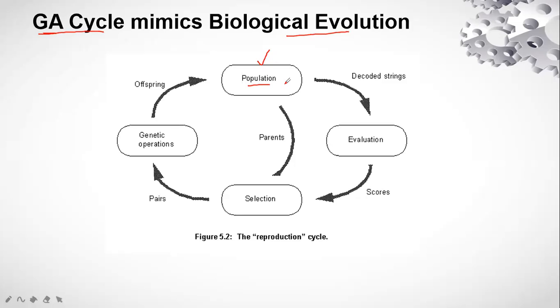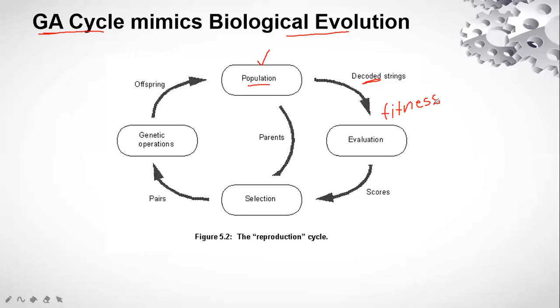Now, in this population we have individual chromosome strings, and those chromosome strings are to be decoded. We have already learned the skills of how we are going to encode and decode them. So we are going to use the decoded strings, and we are going to evaluate the evaluation function. We are going to find out a function which is called the fitness function. That means the evaluation is based on the fitness function.